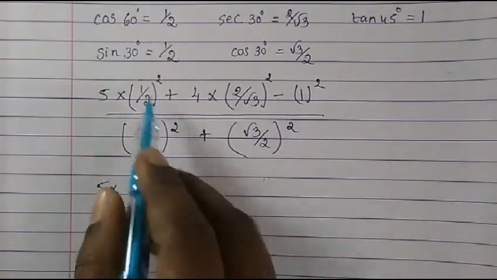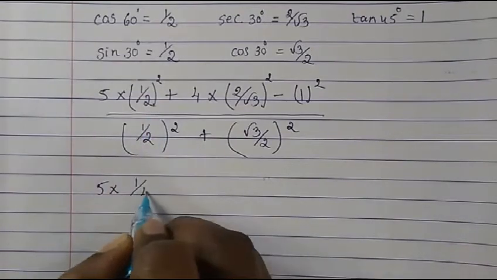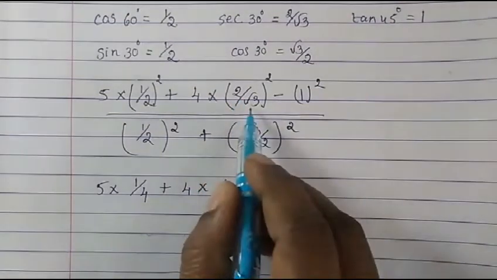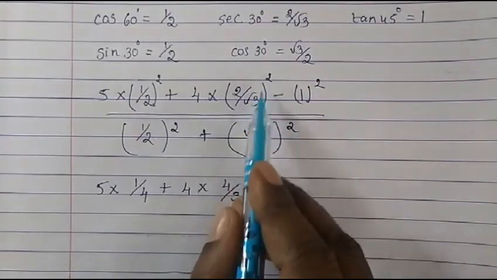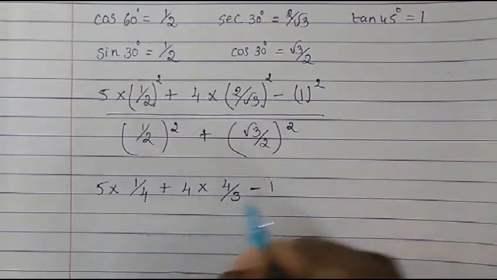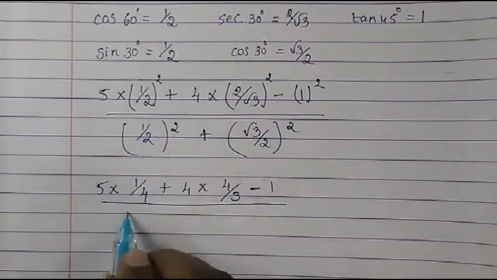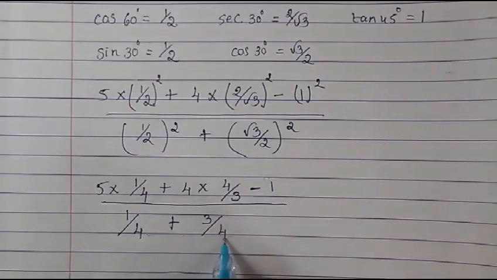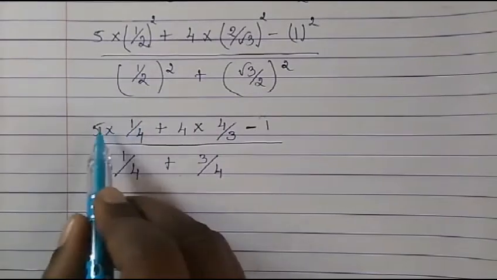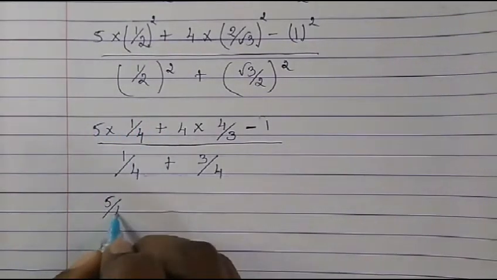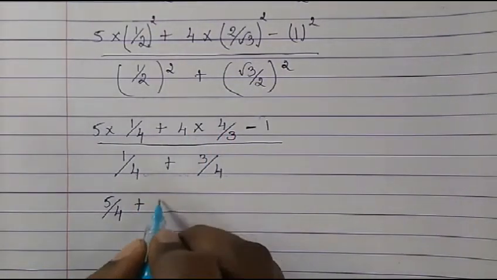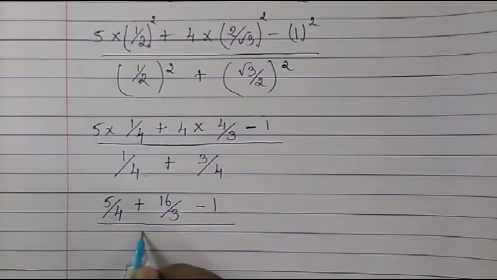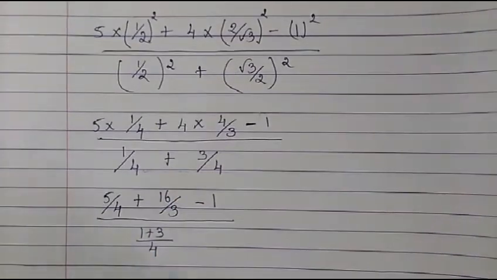5 into 1 square will be 1, 2 square will be 4. Then plus 4 into 2 square 4, root 3 square will be 3, because root 3 square means square will go, means root will go. Then minus 1 square is 1. Then here 1 square is 1, 2 square will be 4, plus root 3 square will be 3, then 2 square is 4. So now let us make it a proper fraction. Now this 5 into 1 will be 5 upon 4 plus 4 fours are 16 upon 3 minus 1. Here 1 plus 3 upon 4 because denominator is same.